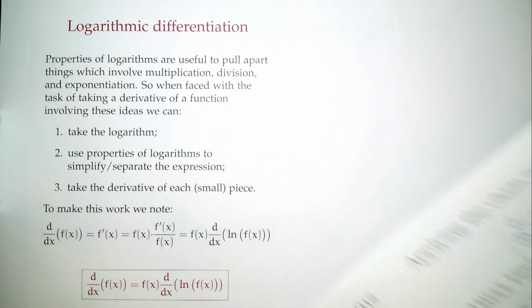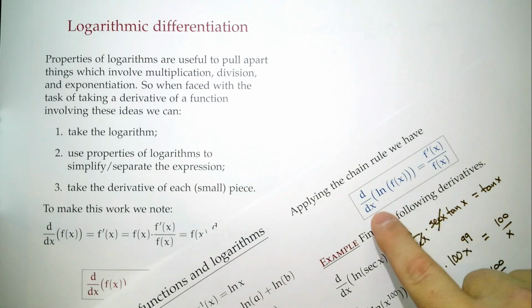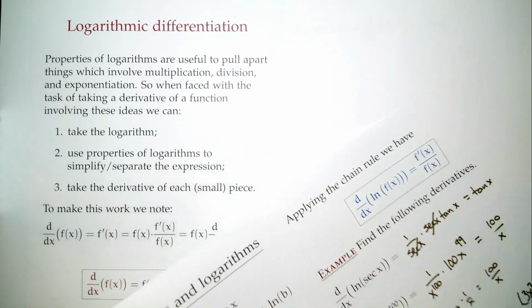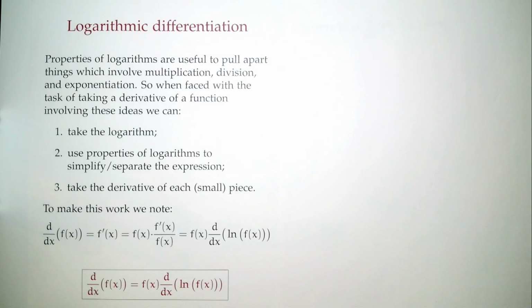Yeah, it showed up when we did the chain rule. The derivative of natural log of f of x is f prime of x over f of x. So, lo and behold, we get the following: if I want to take the derivative of f of x, this is f of x times the derivative of log of f of x. All right. So how do we use it?